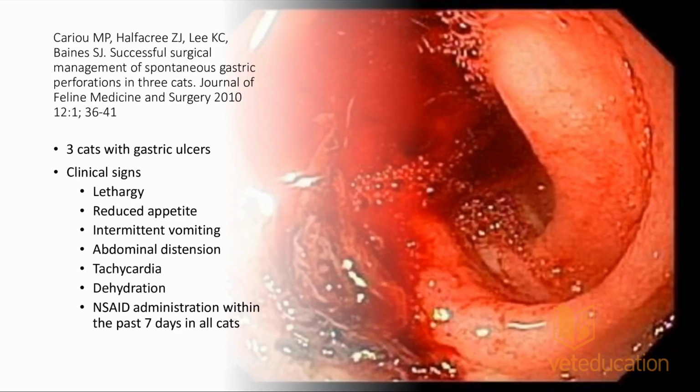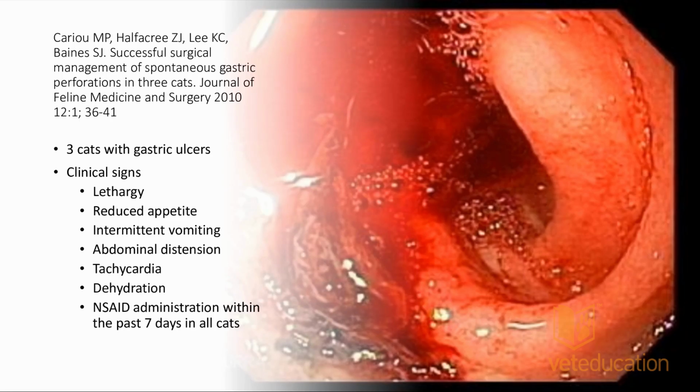There was another case report here of successful surgical management of spontaneous gastric perforations in 3 cats. These 3 cats had gastric ulcers, and the clinical signs were lethargy and reduced appetite. Intermittent vomiting, again, not raging vomiting, just intermittent vomiting. These cats had abdominal distension, tachycardia and dehydration.